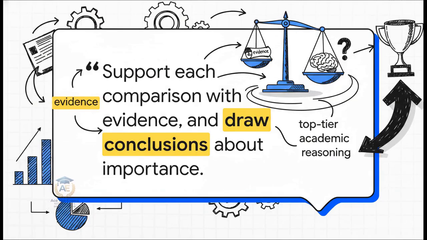Exactly, Alex. Simply listing those points isn't enough to max out the rubric. You have to weigh the evidence and draw definitive conclusions about their relative importance. You must put yourself in the shoes of a financial advisor. Based on the data, you need to advise the business owner on a definitive course of action, stating exactly which financial factor carries more weight and why. That is what Cambridge means by top-tier academic reasoning.